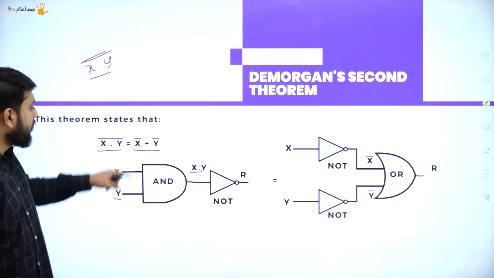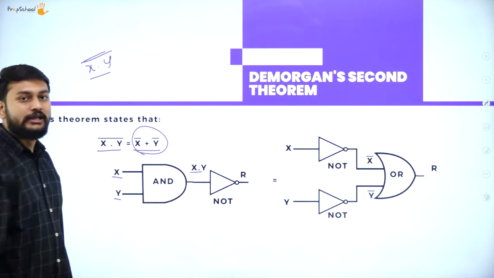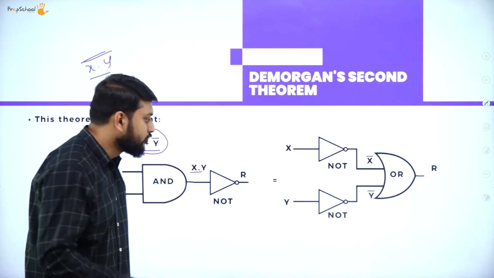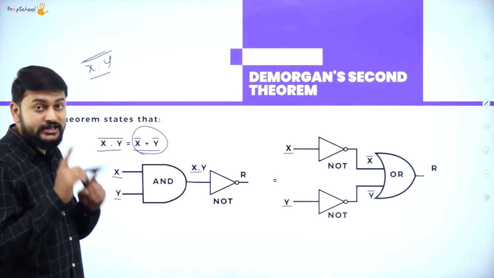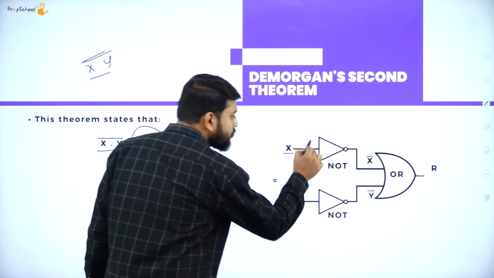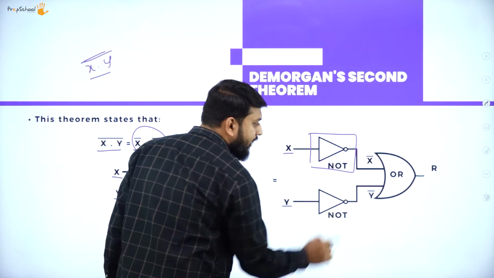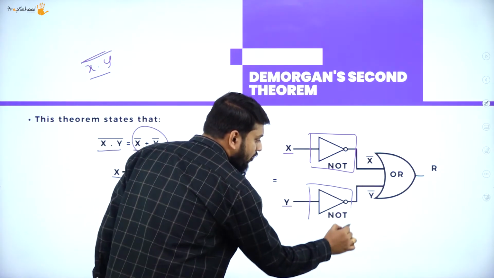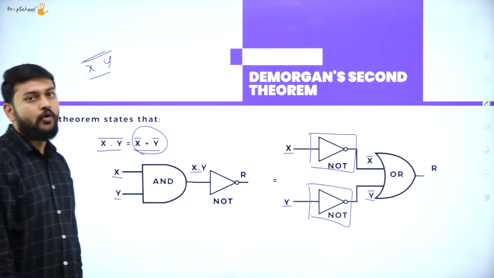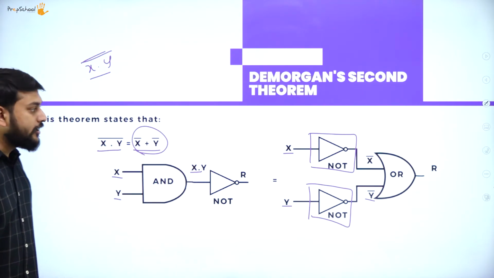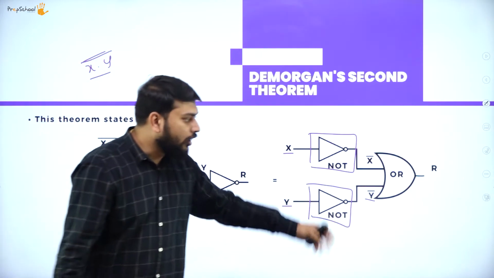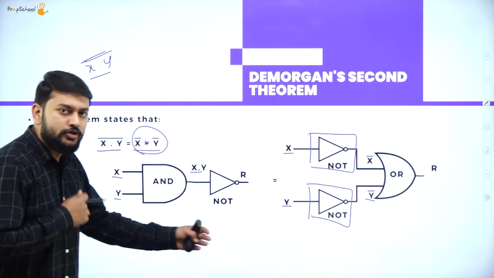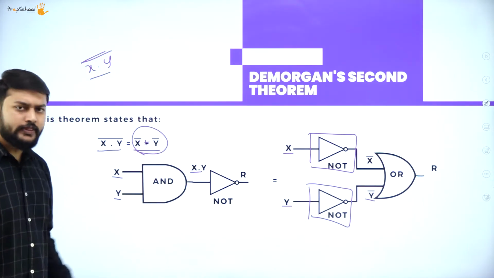Then again, I have the second one, so x dash plus y dash. I'll take x and y, but I need x dash, so for that I will be using the NOT gate here. So you got the x dash. In the same way, you have the NOT gate and you will be getting the y dash for y. So what is the gate that you have to use here? Since you have plus, you will be using the OR gate. So you understood the diagram. We got the diagram.